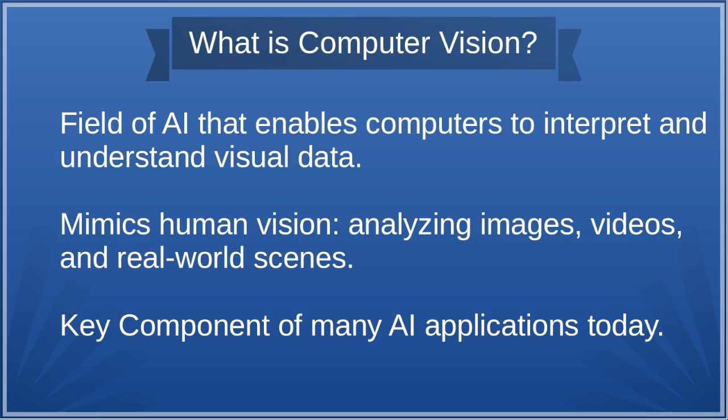Computer vision is the field of AI, artificial intelligence, that enables computers to interpret and understand visual data. It mimics human vision, that is analyzing images, videos, and real-world scenes. Right now we are seeing the use of computer vision in various fields, especially self-driving cars, right? Driverless cars. Self-driving cars are getting operated all because of the developments happening with computer vision. Okay, it's a very important thing. Let us see about computer vision in this video.